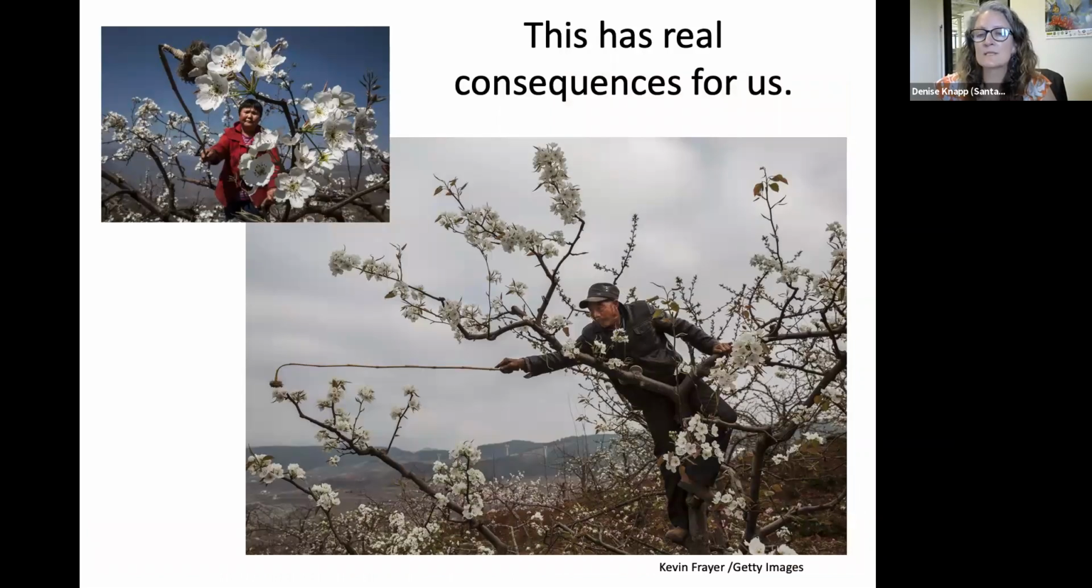And this has real consequences for us. These are images of people hand pollinating fruit trees. And I don't know about you, but I just don't want it to come to that. And of course, this is expensive for us. And the insects are so well adapted to do this for us. Next.